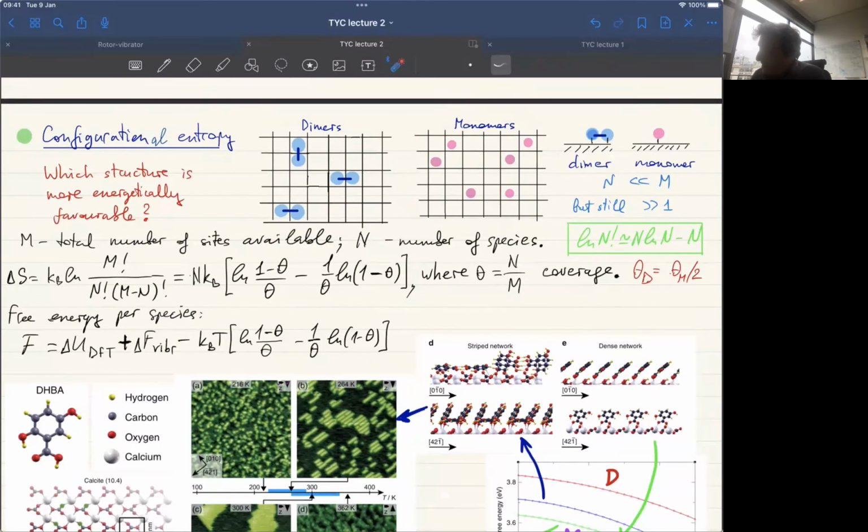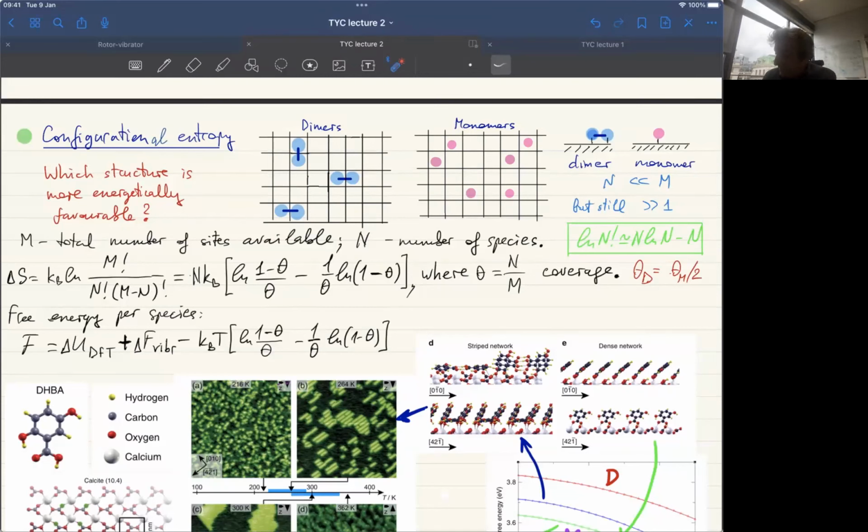And in these cases, we needed to add to the free energy, which I considered so far, also the configurational entropy contribution, because you can arrange these molecules on the lattice in different ways, and you have to take account of this effect as well. So if there are m sites on the surface and n molecules, you can arrange this that many times, and this would make a contribution to the configurational entropy.